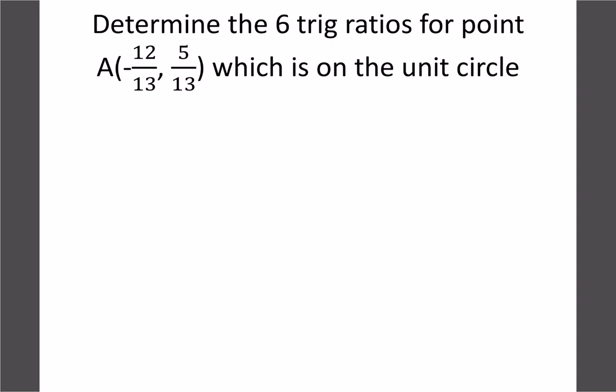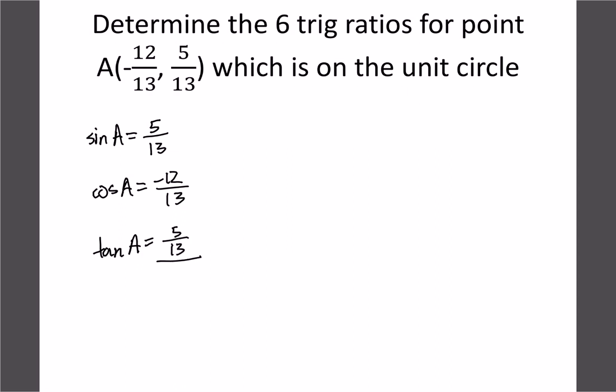So what we want to do now is, given a certain coordinate, figure out what the trig ratios are. The easiest way to do this is just use our coordinates. We know that the sine of that angle A is just going to be our y coordinate, so that's 5 over 13. We know our cosine is going to be the x coordinate, so negative 12 over 13. And our tangent will be opposite over adjacent, or y over x, which would be 5 over 13 divided by negative 12 over 13. We can simplify that to negative 5/12, because the 13's cancel.